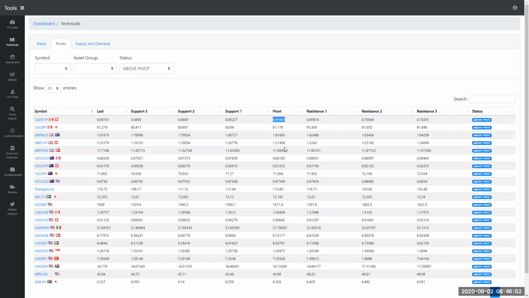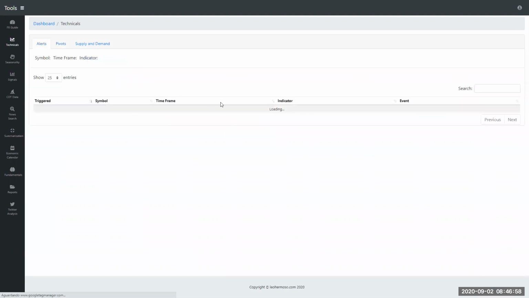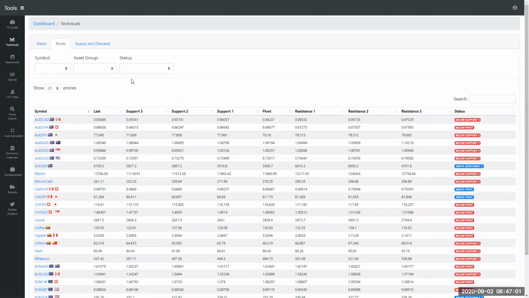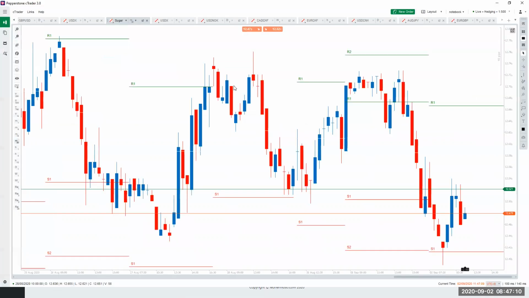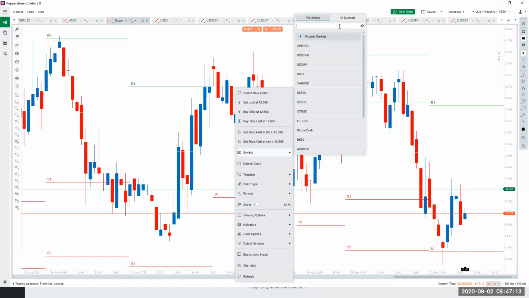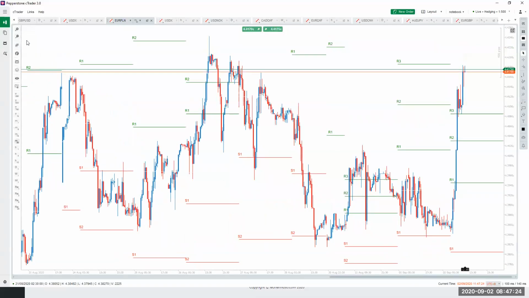But how do I trade this? I look for when price is above the extreme points. For example, we have right here Euro PLN above resistance 3. So let's take a look at Euro PLN. Can you see how stretched Euro PLN is today? So what I like to do in a case like this is to trade the return to at least the R2, okay?